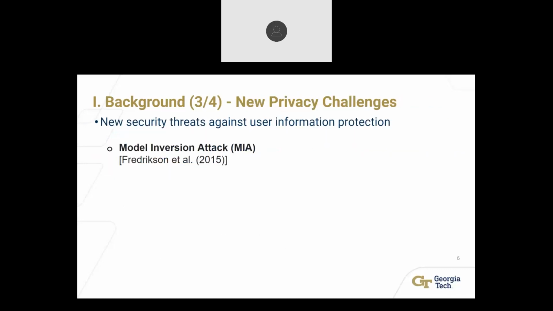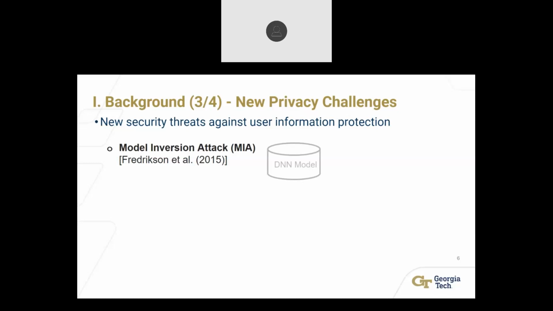So another question would be, okay, we know that they should possibly have some security threat against user information protection, but what could be the real data leakage cases? There are two major cases from the data leakage perspective. The first demonstration is called the model inversion attack.